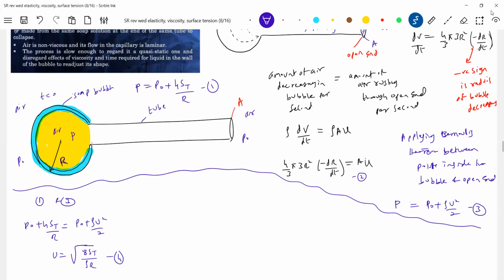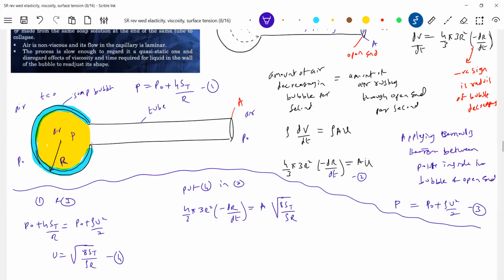Call this equation any number. Okay, still our question is what, the time taken, no? How to bring in that time taken? I think the dt is available here. You can see equation 2. Now 4 by 3 pi 3r square into a into u, where u is the root of 8 st by rho r. So I got an expression for this.